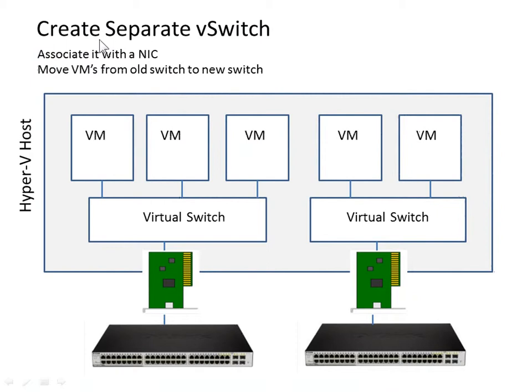So what we can do is we can create a separate virtual switch and then associate that virtual switch with the second physical network interface card, which is connected to a separate physical switch. And then after we have created that second virtual switch, we can take some of the virtual machines which were connected to the first virtual switch and move them over and connect them to the second virtual switch. So what this does, it allows some of the virtual machines to be connected to one physical network and some of the other virtual machines to be connected to another physical network.